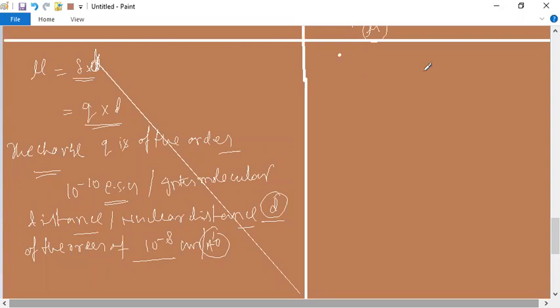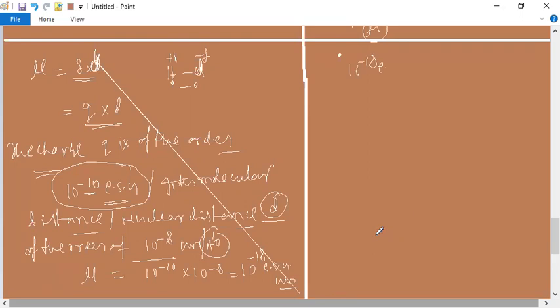Therefore, how can you write the dipole moment? Suppose this is the 1 unit charge, 1 unit charge is 10 power minus 10 ESU, and the distance between the two nuclei in HCl, Cl minus, H plus, is 1 angstrom. Then dipole moment mu equal to 10 power minus 10 into 10 power minus 8. So you can write 10 power minus 18 ESU centimeter. This quantity is 1 Debye. Right? This is 1 Debye.